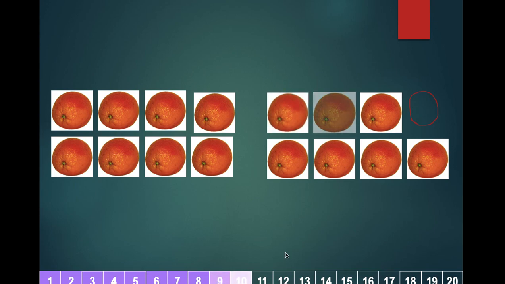9, 10, 11, 12, 13, 14, 15, 16. Now they became 16. First I had 8. So when I double this, they became 16.